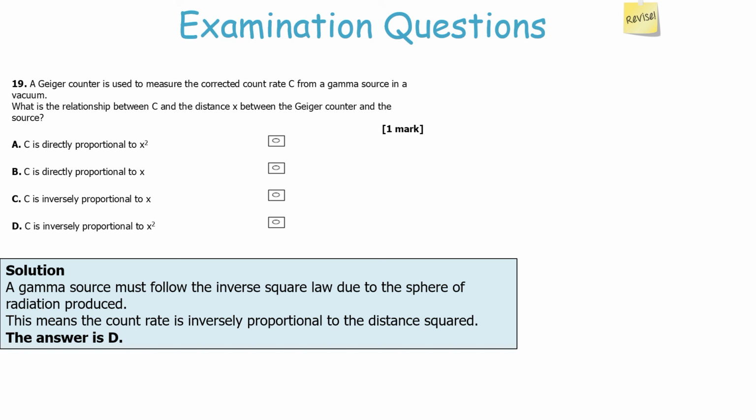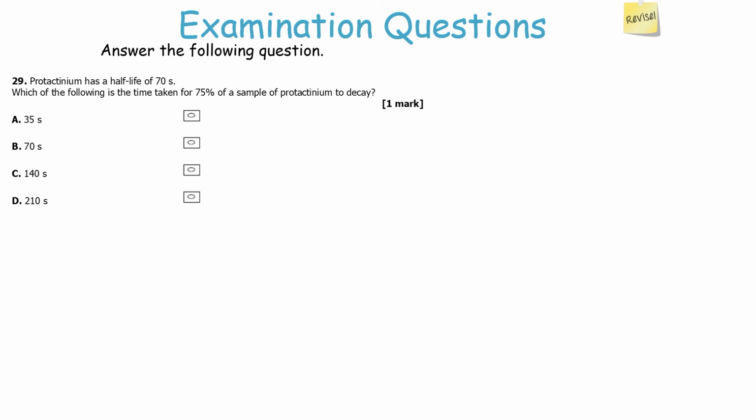So this means the count rate is going to be inversely proportional to the distance squared. So C is inversely proportional to x squared. The answer is D. Next question.